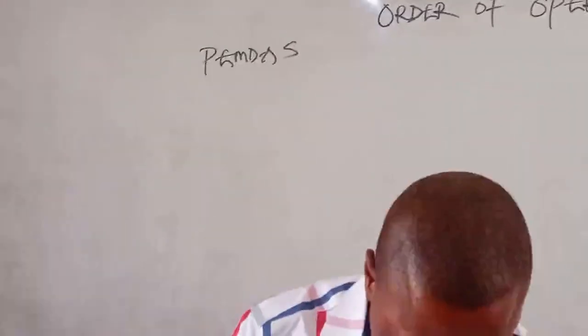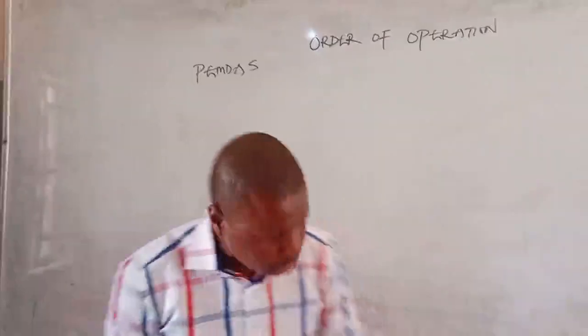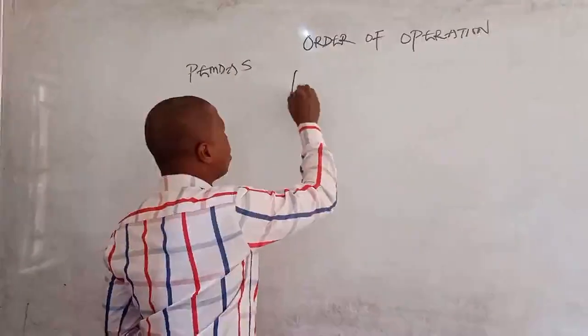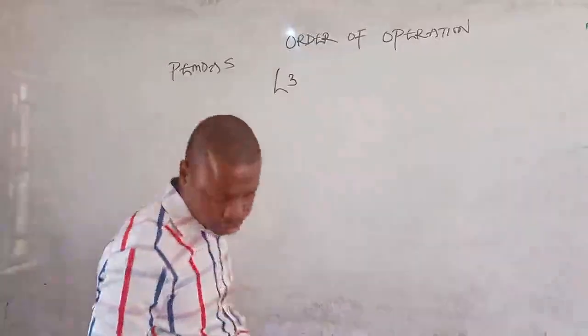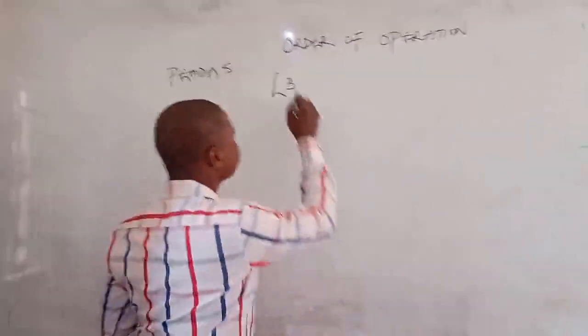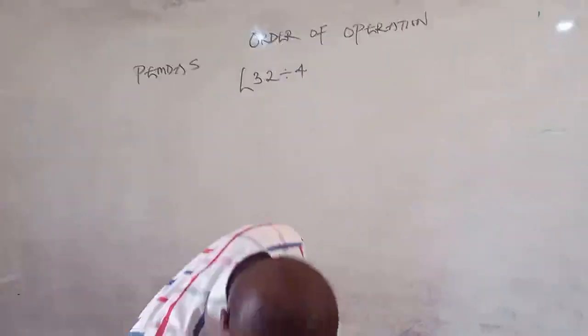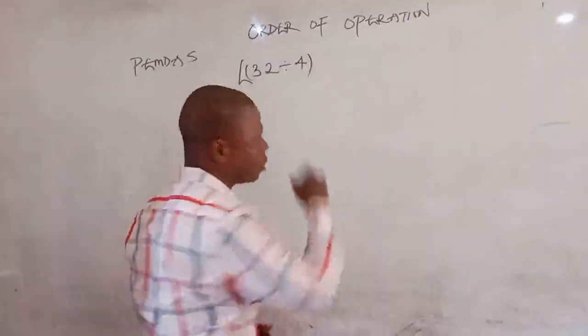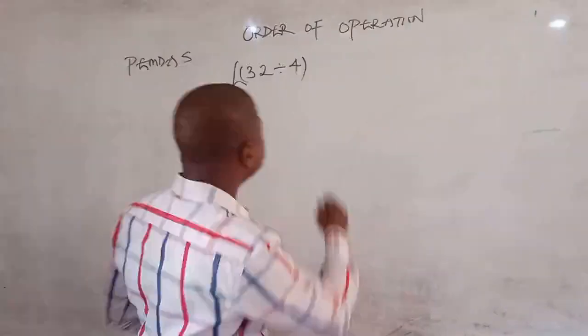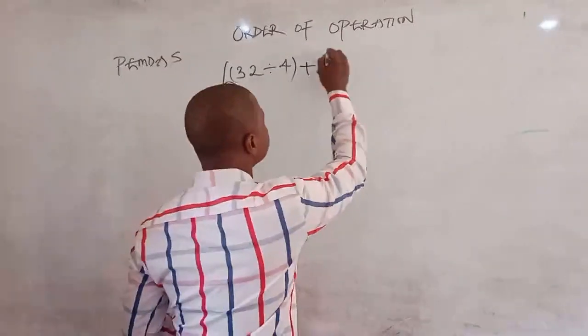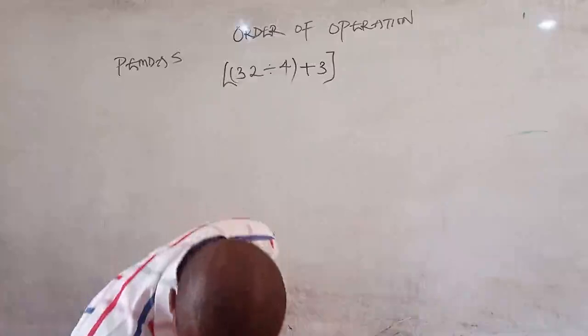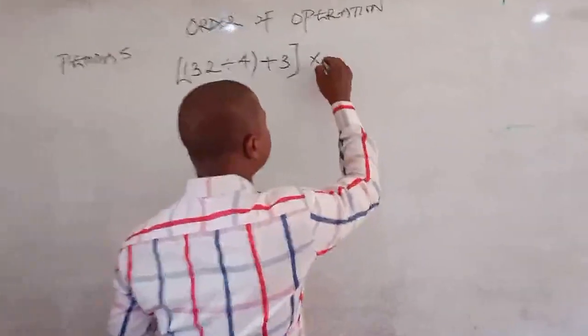So today we are going to look at more examples of order of operation. We have 32 divided by 4 plus 3, close this bracket, multiply by 2.